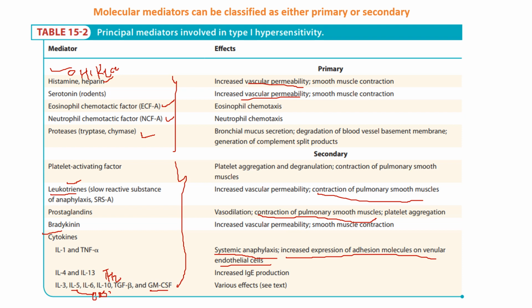This allows immune cells to exit the bloodstream and migrate into tissue in response to infection or injury. Where the infection or injury happens, they allow cells like eosinophils and basophils to go from the bloodstream. So these are all the principal mediators involved in type 1 hypersensitivity. There are the primary and the secondary, and these effects we can also call the functions.